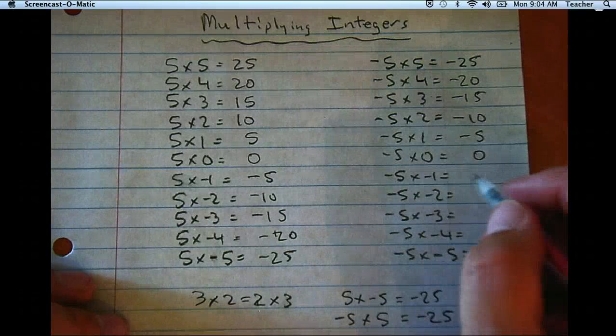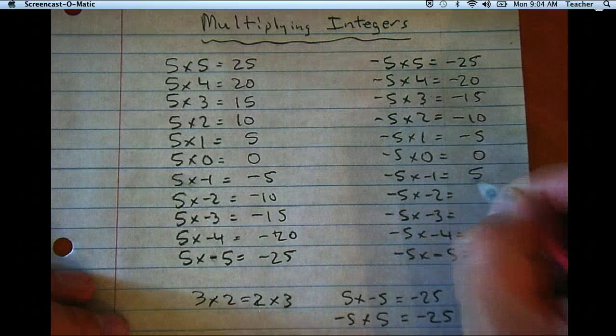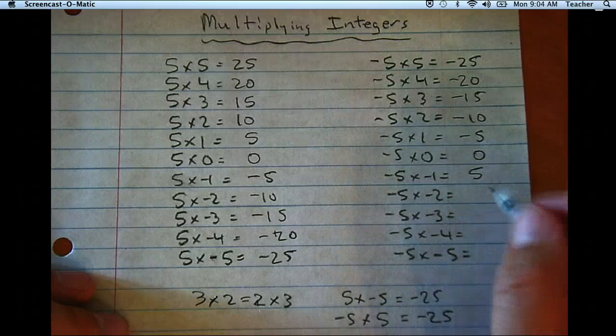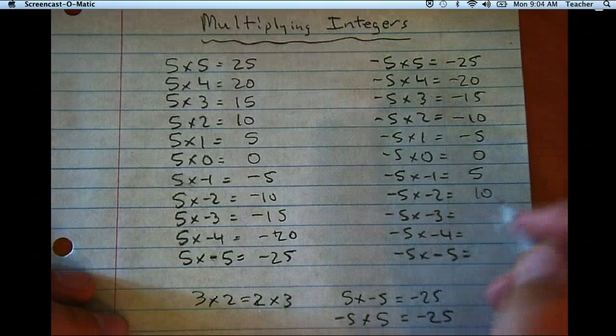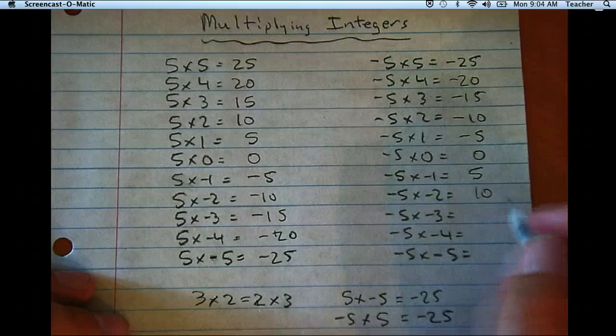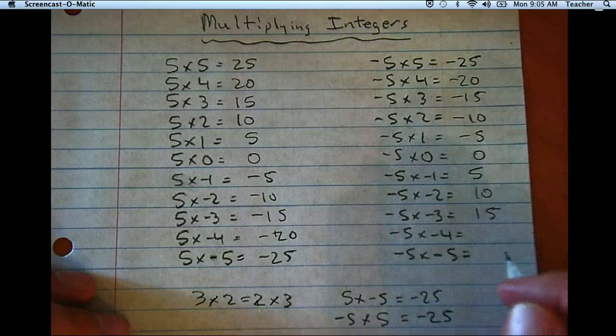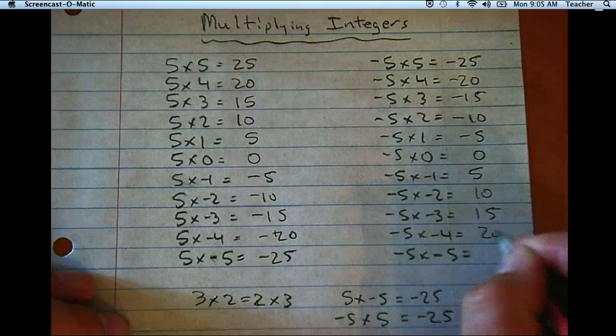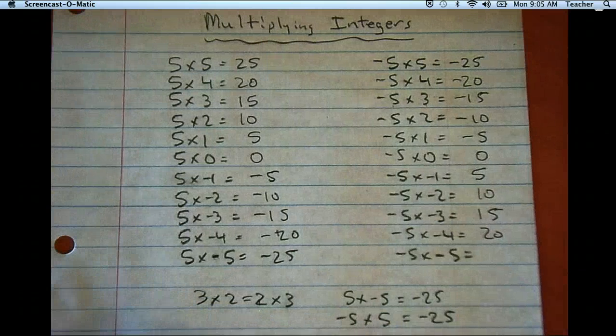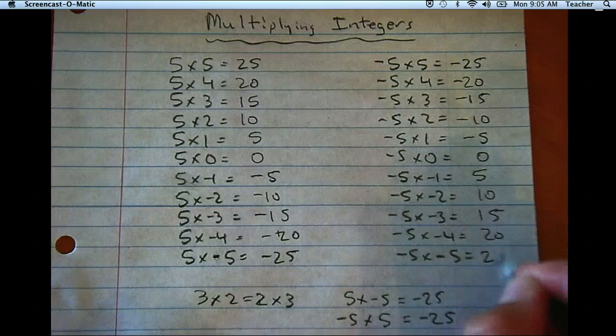So negative 5 times negative 1 is going to be positive 5. Negative 5 times negative 2 is going to be 10. Negative 5 times negative 3 is going to be 15. Negative 5 times negative 4 is going to be 20. And negative 5 times negative 5 is going to be 25.